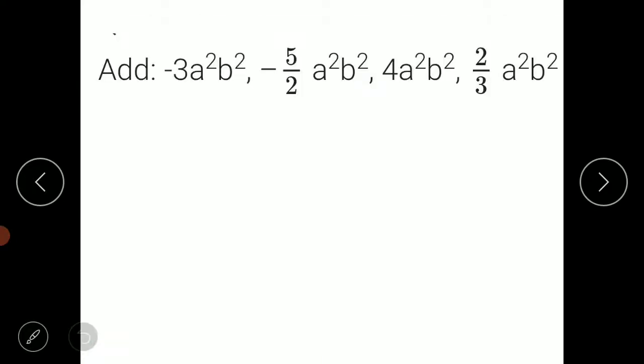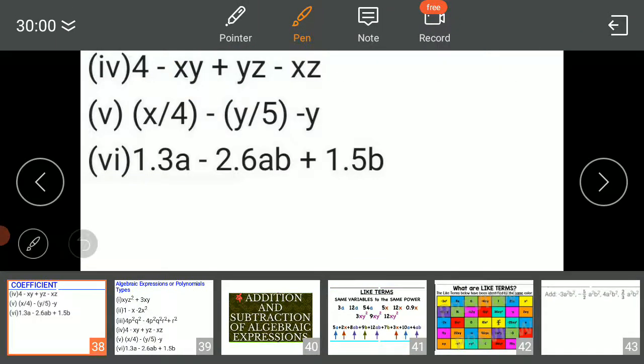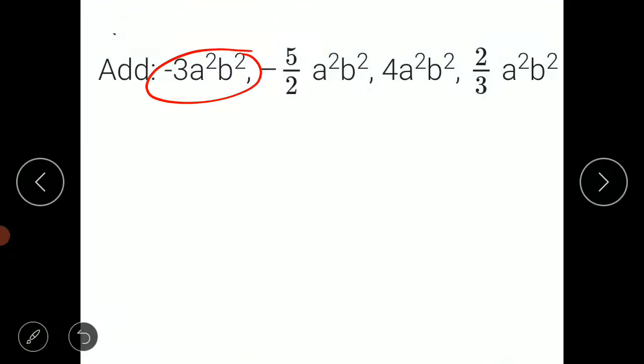This is also the same. So now we are going to add. How many expressions are given here? You can identify the expressions by seeing the comma. Add is given, so we have to add the given expressions. So totally how many expressions are given? First expression, second expression, third expression and fourth expression.